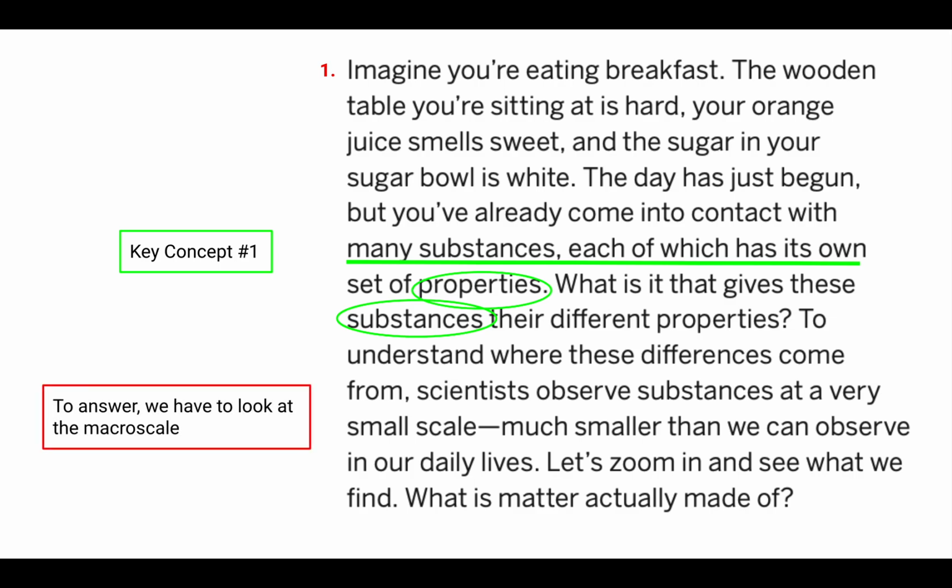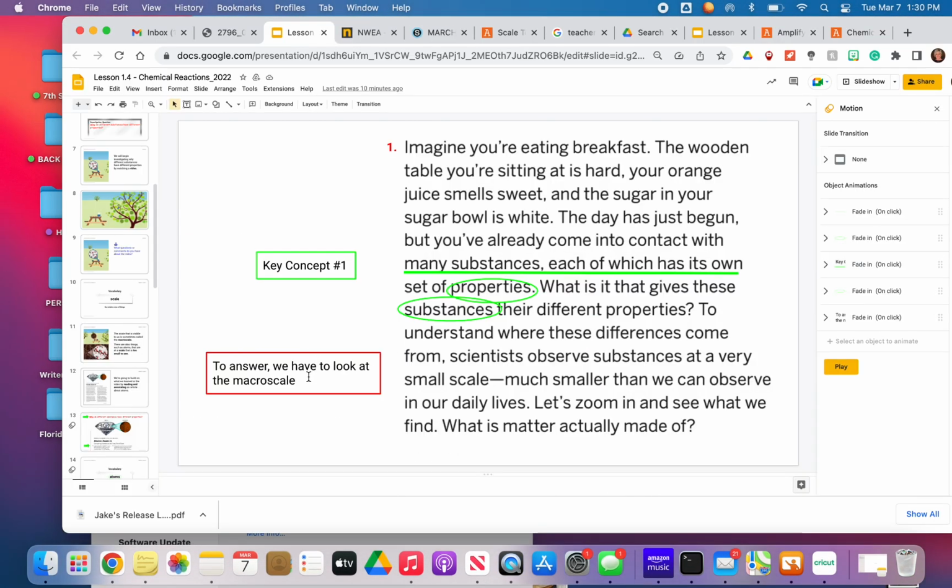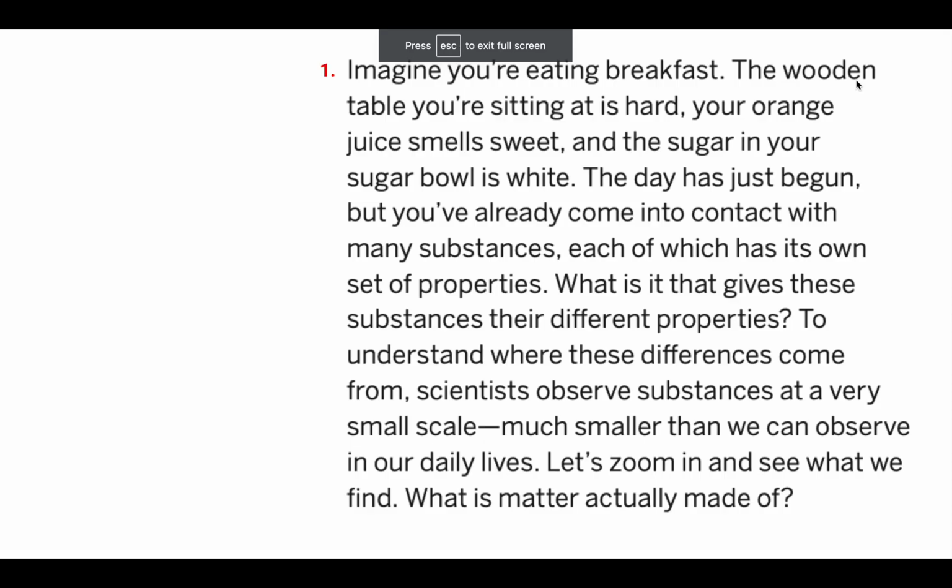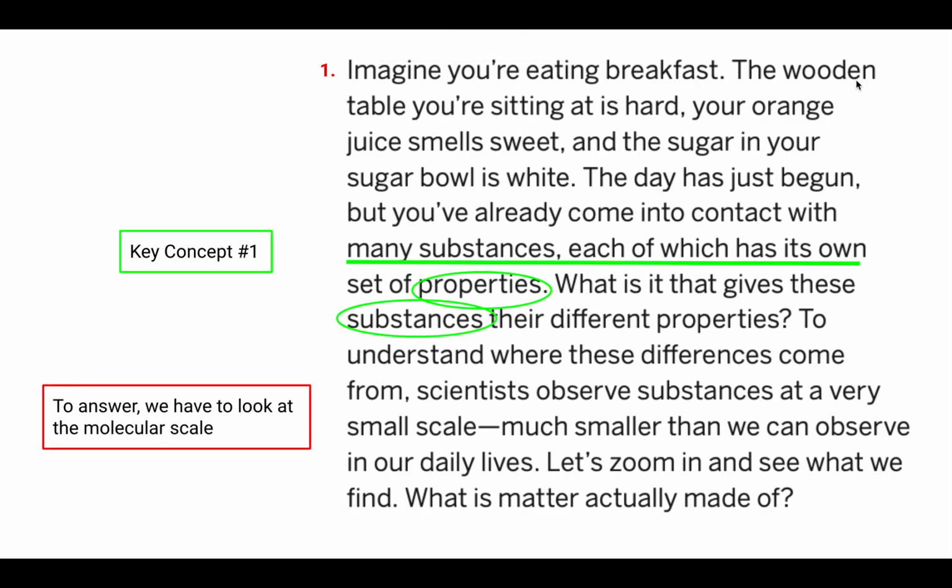Just summarizing this last little bit, in order to answer our investigation question, notice I have that boxed in red, we have to look at the, and I said macro scale, that's wrong. I'm changing this really fast. We have to look at the molecular scale.